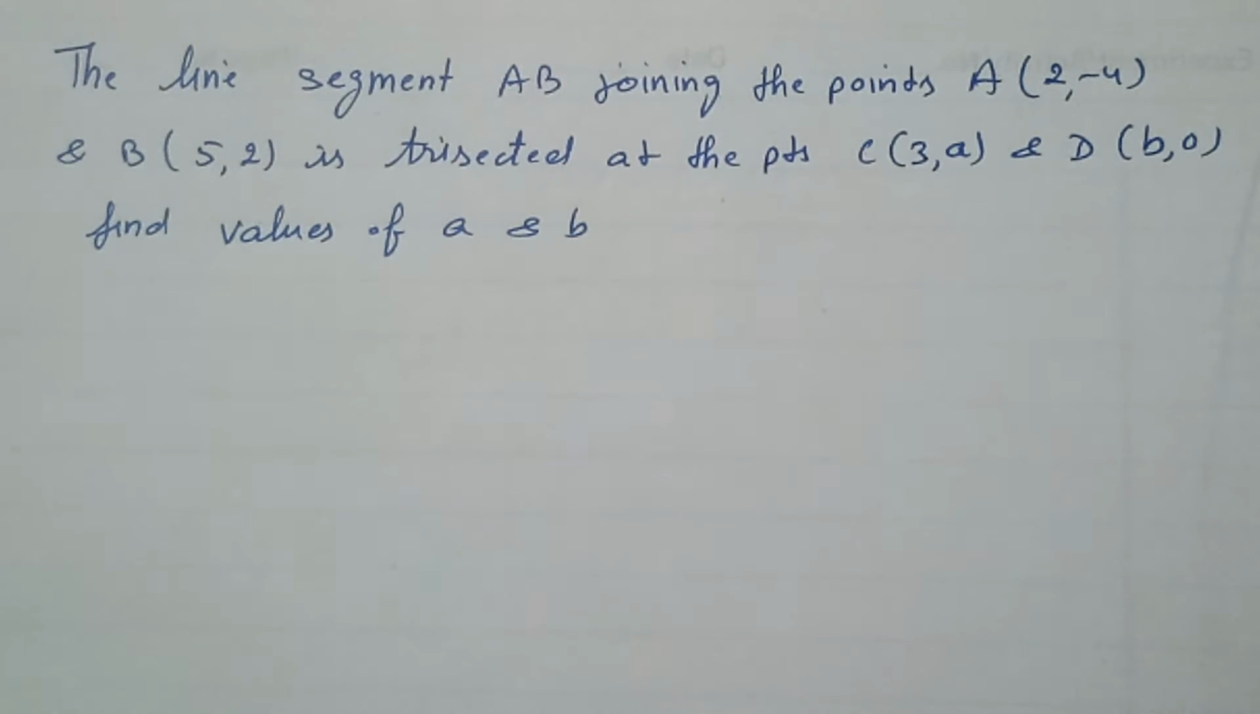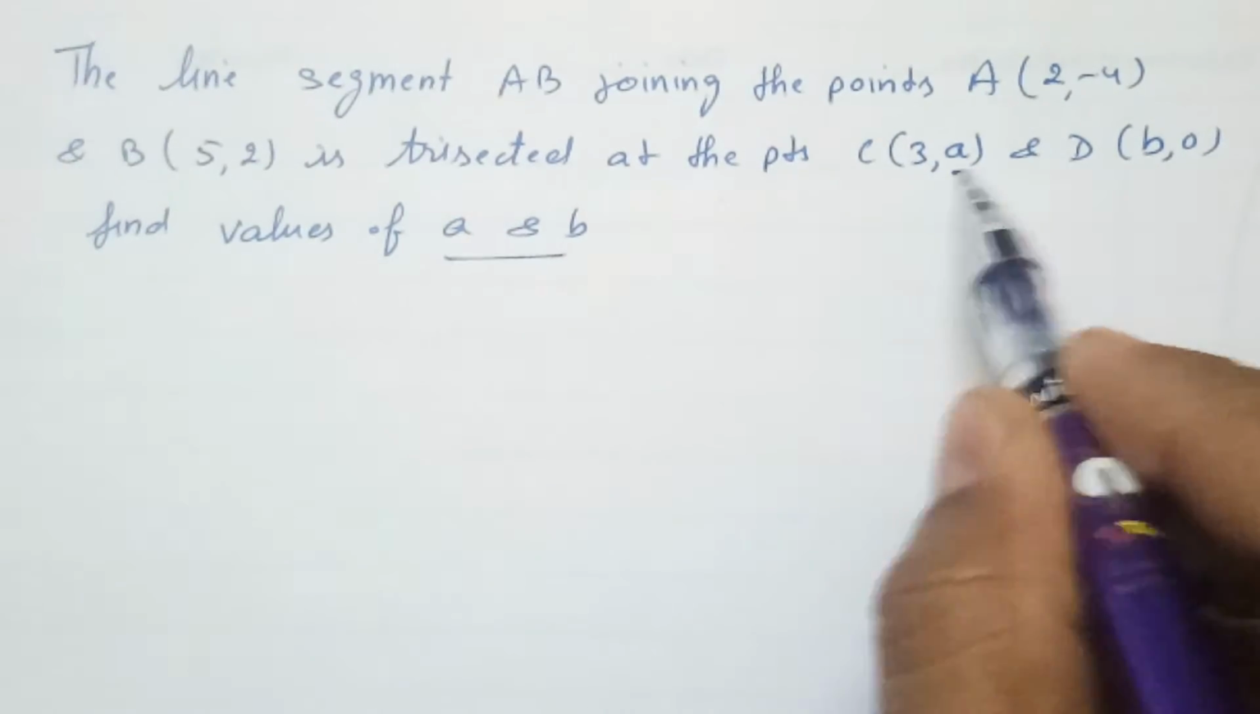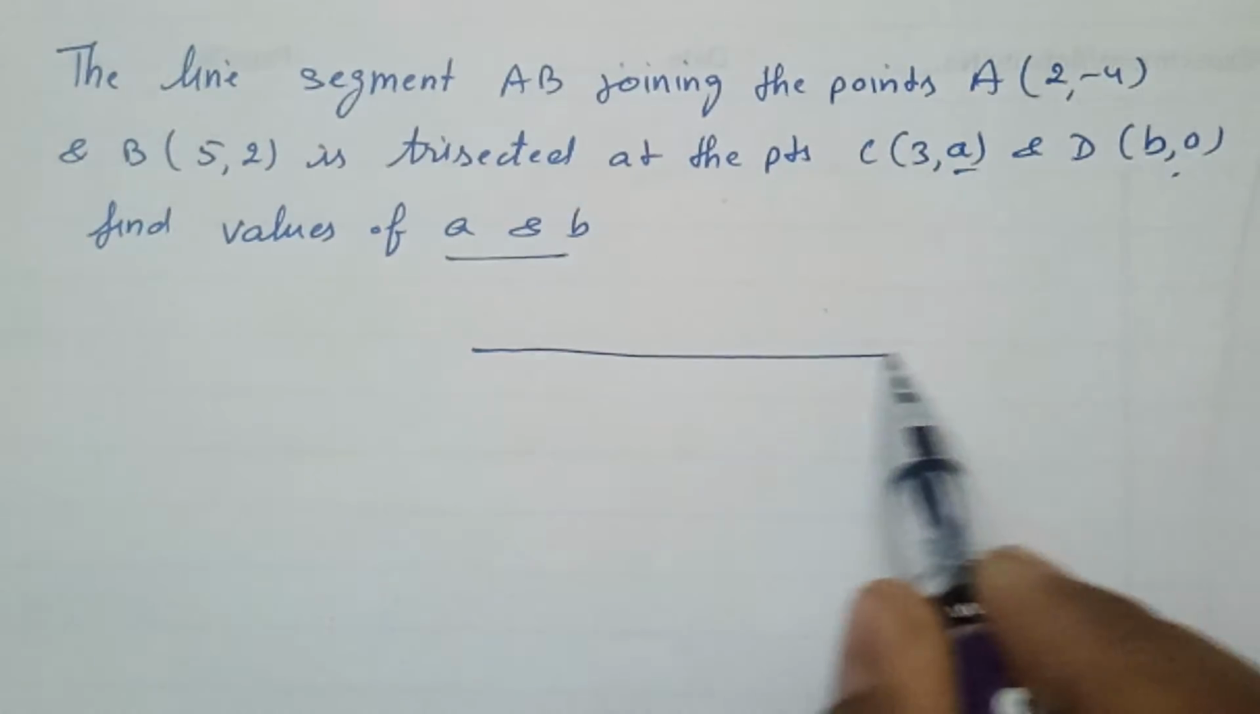Students, this question we have from chapter coordinate geometry. It is given the line segment AB joining the points A (2, -4) and B (5, 2) is trisected at the points C and D, whose coordinates are (3, a) and (b, 0), and we need to find the values of a and b. So first of all, we will draw a rough sketch of this.